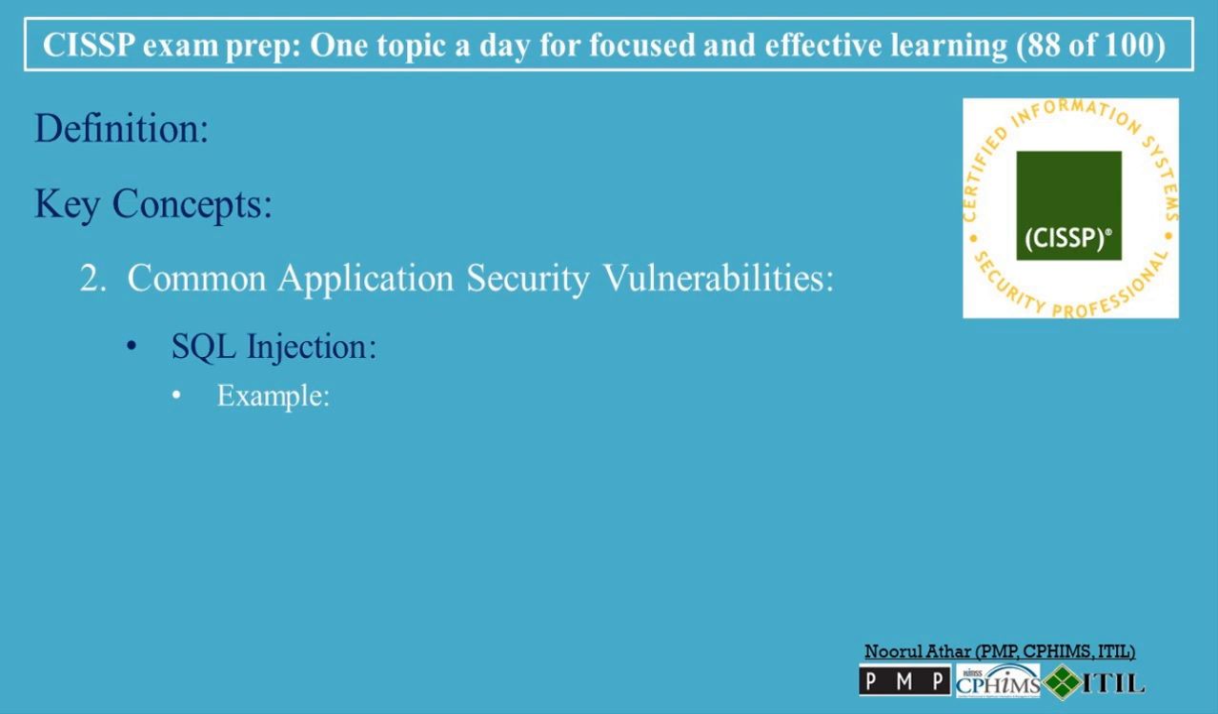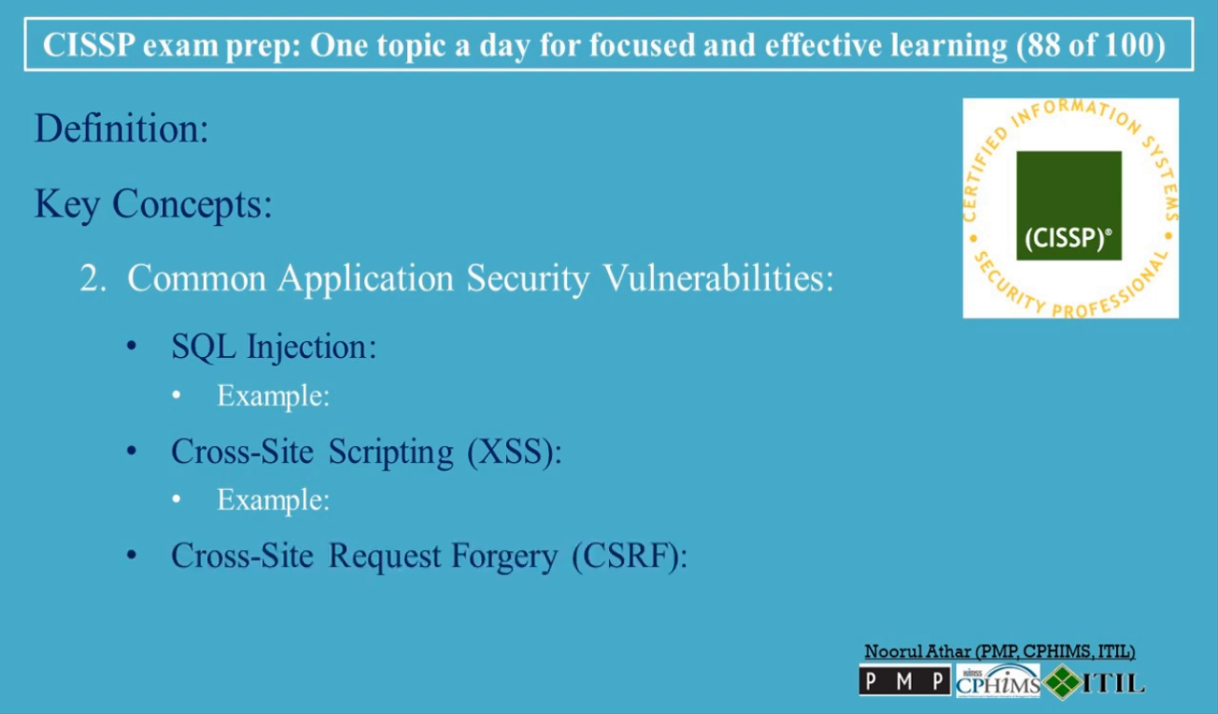Cross-site scripting (XSS). XSS attacks occur when attackers inject malicious scripts into web applications, which are then executed by unsuspecting users in their browsers. XSS can be used to steal cookies, session tokens, or redirect users to malicious websites. Example: a vulnerable web application allows users to post comments without proper input validation. An attacker injects a script that executes in other users' browsers, stealing their session tokens.